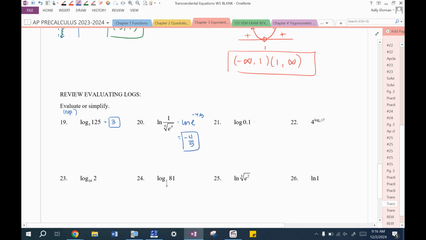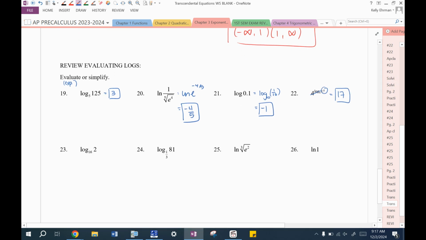What's the log of 0.1? That's really saying what's the log of 1/10? Remember, it's a common log, so it's base 10. So what exponent is on 0.1, or what exponent is on 1/10? Negative 1. 4 to the log base 4 cancels out. You're left with the result, which is 17.